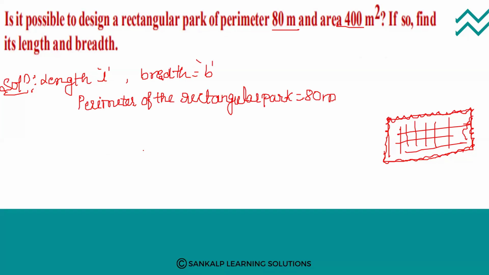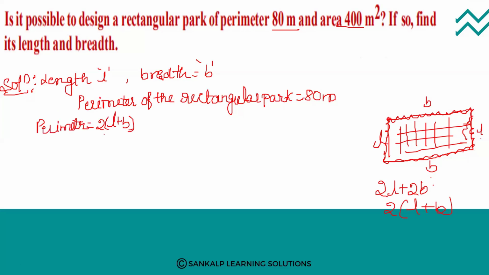So perimeter of the rectangle is 2 into L plus B. That means if you consider this is L, this is also L, this is B, this is also B. L plus L is 2L, B plus B is 2B. 2L plus 2B, you take 2 common, so 2 into L plus B. So perimeter 80 is equal to 2 into L plus B.